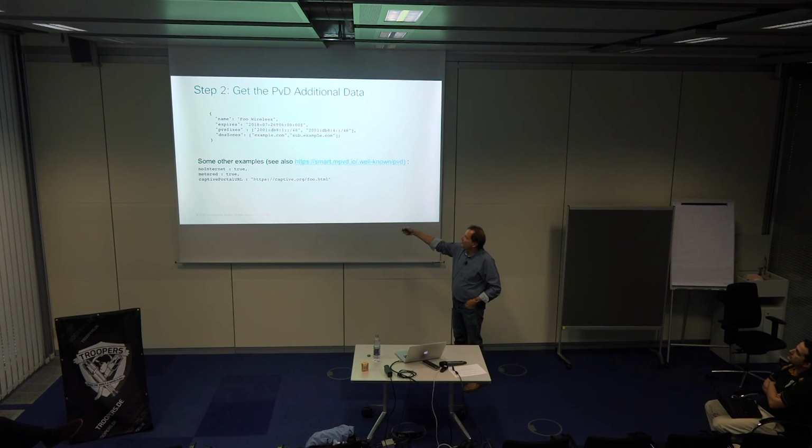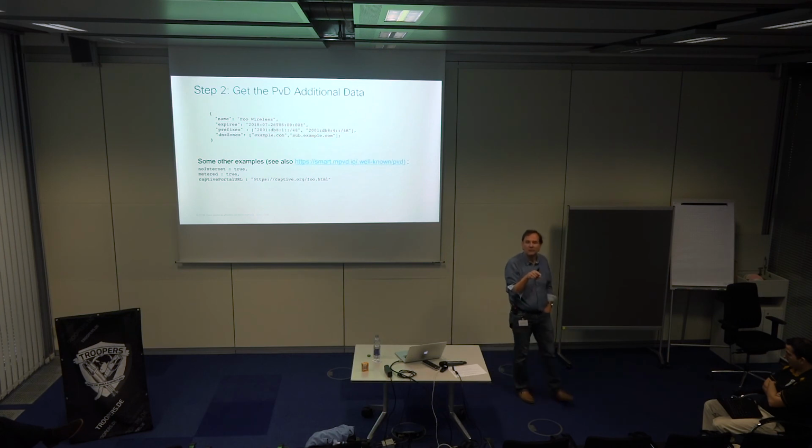The set of prefixes that are covered by this PVD, and I will come back to this. They are typically very large prefixes, /48 or /30 or whatever. And the DNS zone, in this case, means that if you want to reach anything in example.com or subexample.com, please use this PVD. Don't use another one, like intranet.example.org, for instance. Use this one because it's advertised by the VPN.